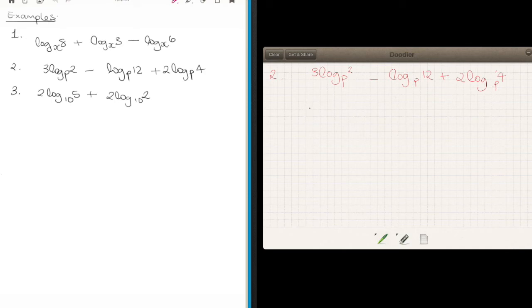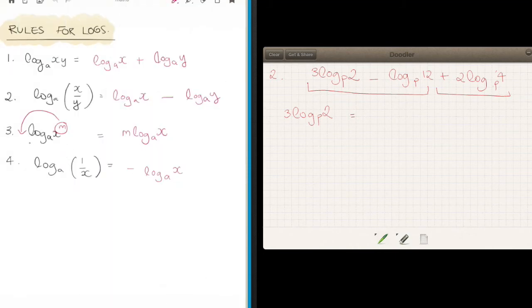So what we can do here is say we see that we have a subtraction here and an addition here. I wrote this slightly incorrectly, this is just 2 because this is the base. Let's start off with 3 log base 2 of p. As we saw in rule 3, with x to the power m, the power goes in front. If we reverse that, we can put the power up again. So it'll be log base p of 2 to the power of 3.